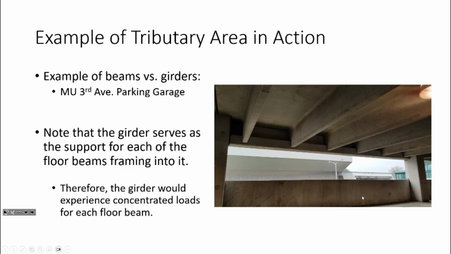What happens is, these beams are a lot smaller from a cross-sectional perspective than the associated girders they're framing into. These girders are a lot beefier and a lot deeper. The reason is because their tributary area and the load they are responsible for is far larger than the beams. You're going to see that pretty directly here in a second.